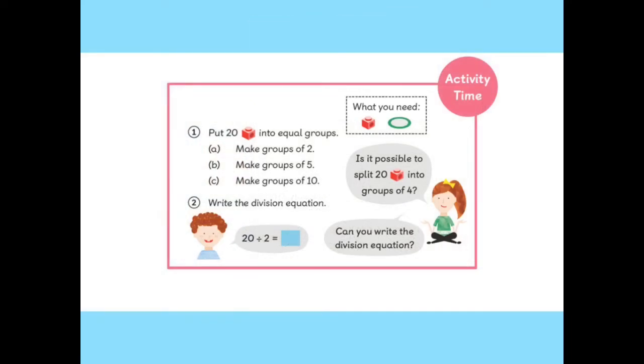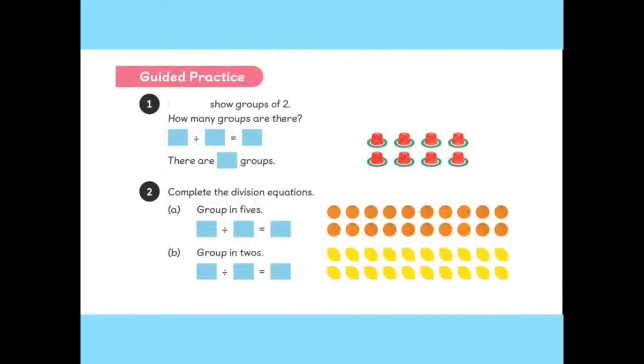Now it's activity time for you. You can carry on using your 20 counters. Can you make groups of 2, 5 and 10? Is it possible to split 20 into groups of 4? Could you write the division equation that would match your groups as well? See if you could draw it in pictures too. Here are a few more questions to practice grouping to solve a division problem. You might want to pause the video here if you're going to have a go.